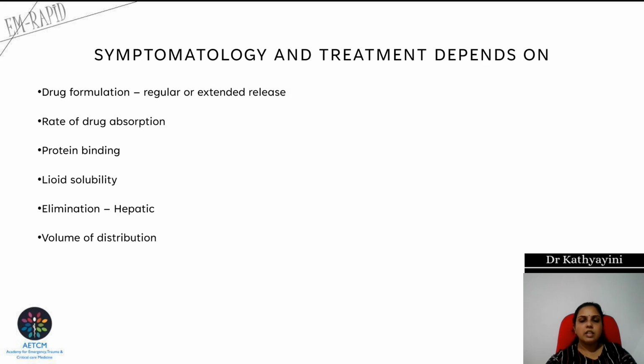So basically, in beta blocker toxicity, the symptomatology as well as treatment depends on certain other factors. These are the drug formulation, that is, whether it is a regular preparation or an extended release preparation. If it is an extended release preparation, the symptom onset will be delayed, and we can go for other measures like multiple dose activated charcoal in the treatment. With extended release formulation, we have to monitor the patient for a prolonged time because the symptom onset will be delayed. Next is the rate of drug absorption.